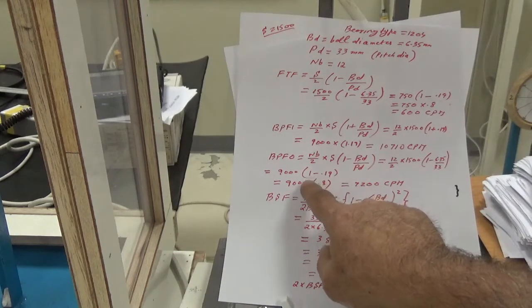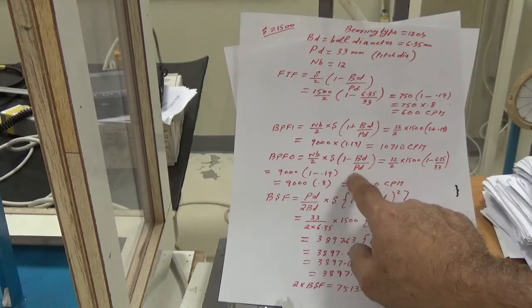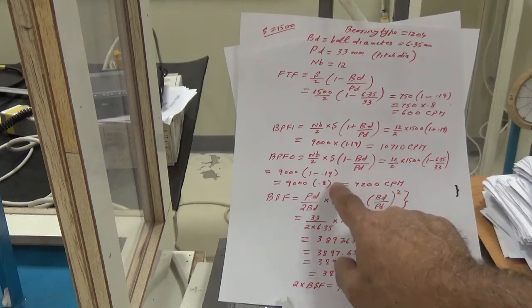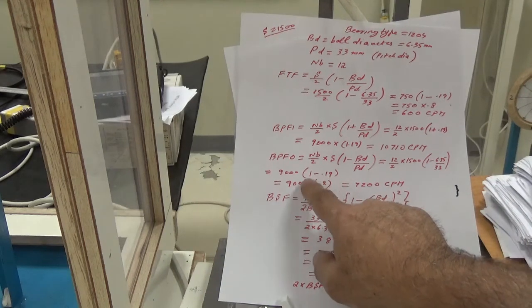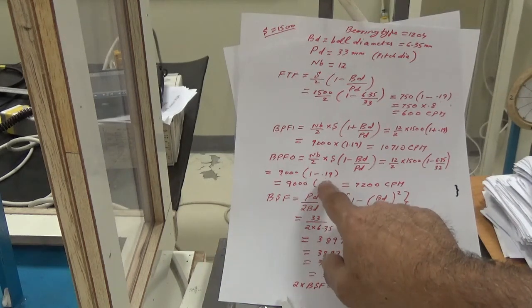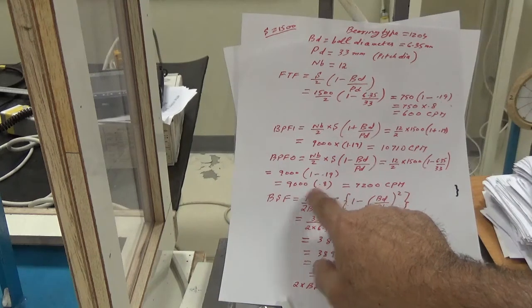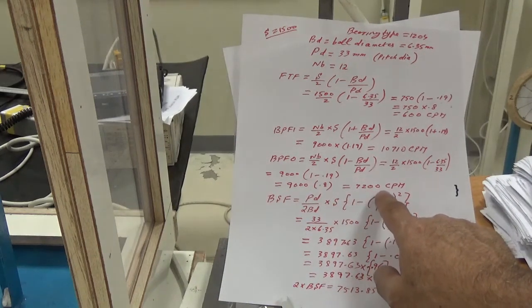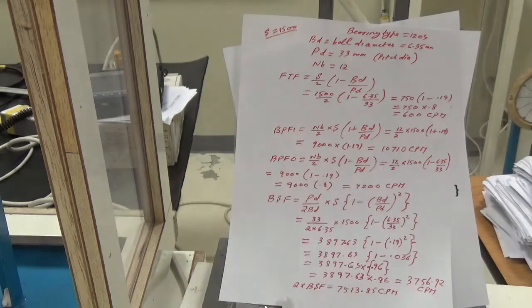Now again here, you will solve the bracket first. You can see here BD over PD is 0.19. 1 minus 0.19 is 0.8. Multiply by 9000. It is coming 7200 cycles per minute. This is ball pass frequency outer race.